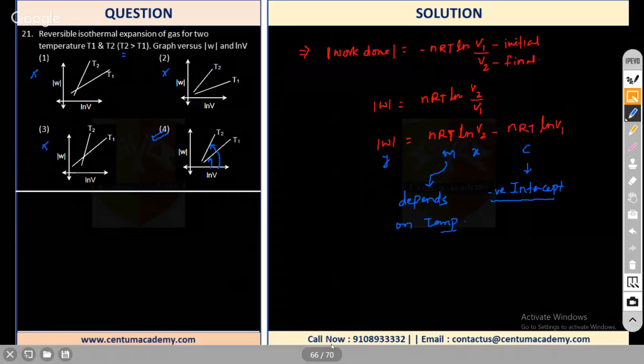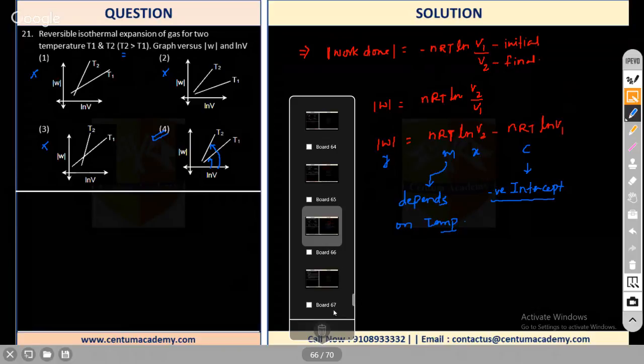Next question. Consider the following compounds: A, yellow, B, violet. Which of the following is incorrect? The splitting in A is less than that of B. We have to find out the incorrect one, correct? So in B, we have NH3, which is a comparatively stronger ligand than H2O. So obviously the splitting in B is more than that of A. So the first option is correct.